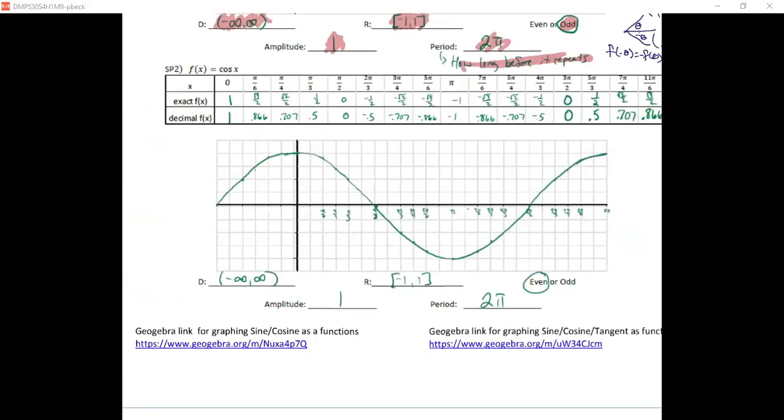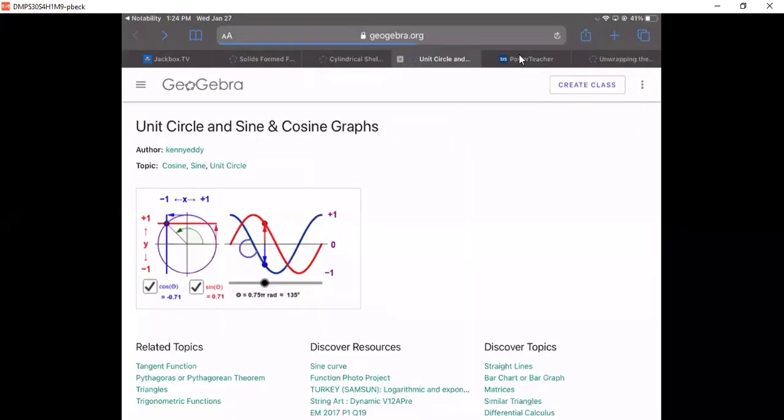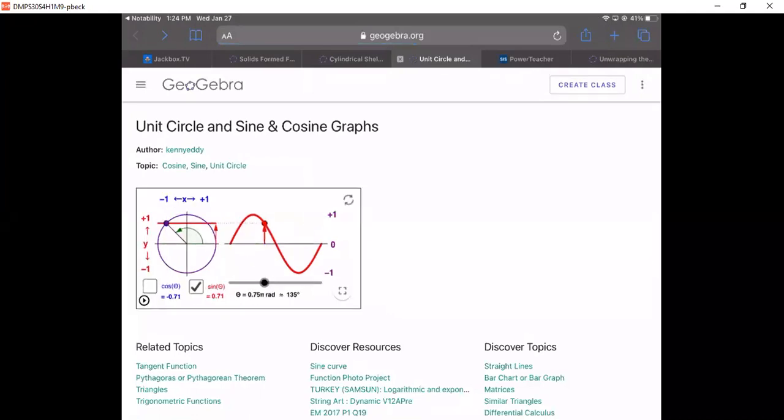We do have a visual of this on GeoGebra, so let me click on GeoGebra and open this up. What I like about the GeoGebra app here is that it shows you that the y value on the unit circle translates into the sine value, and that's what creates the sine wave.